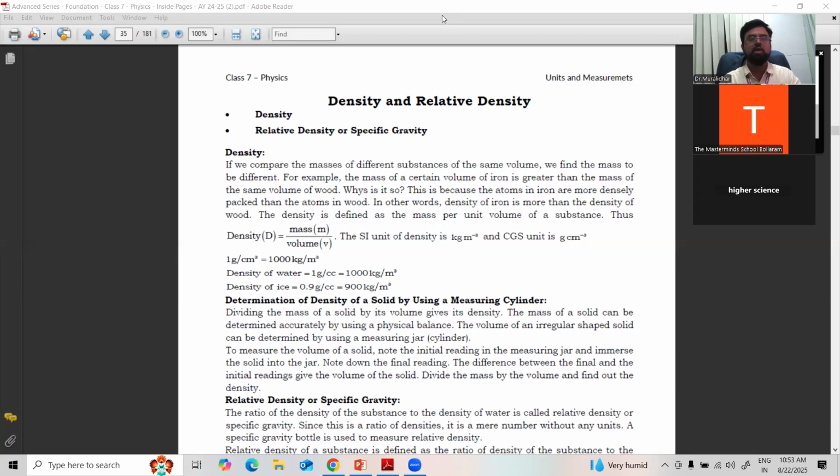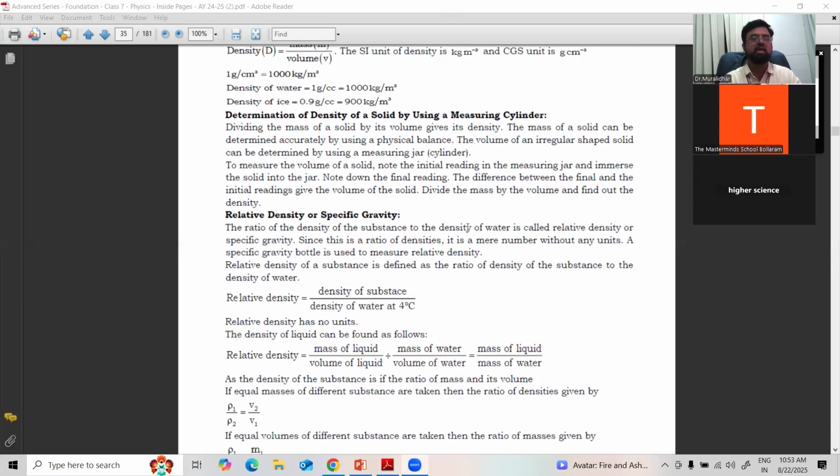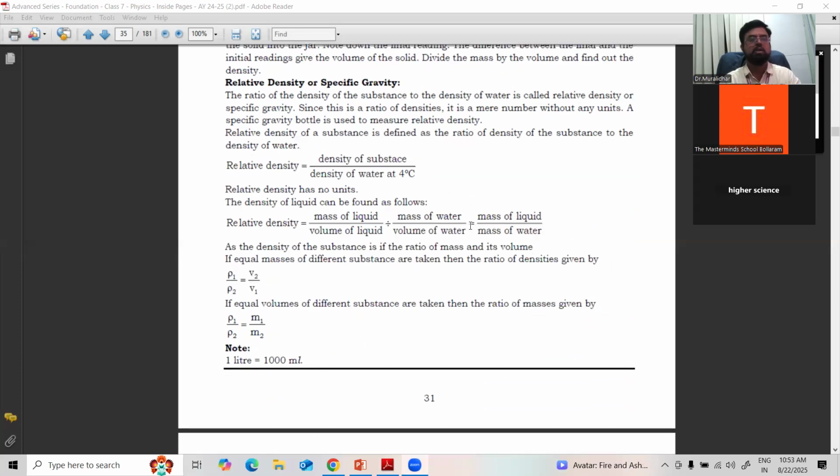Mass by volume will give the density of that substance, maybe iron or it may be gold, anything, no matter. Now, relative density. It is the ratio of the density of a substance to the density of water. So relative density is nothing but density of substance by density of water.